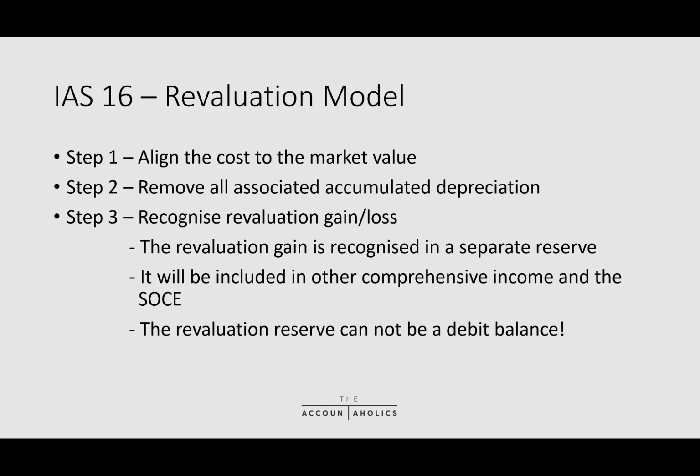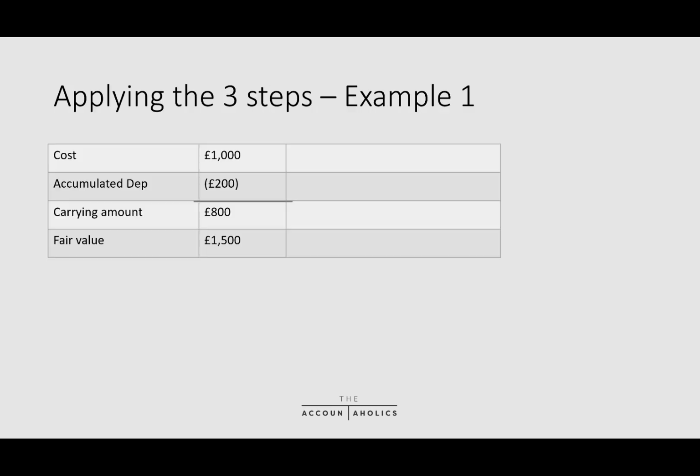So let's actually start to apply these 3 steps to contextualize it a little bit more with some numbers. So the first example here, let's imagine that we've got the cost of an asset that amounts to £1,000. Depreciation that's accumulated equates to 200, and we've got a carrying value therefore that amounts to 800. The fair value is 1,500, and if we choose to use the revaluation model on this asset, the very first thing we're going to be doing is bringing that cost up to its fair value. So here, if we were to increase the cost of 1,000 to the 1,500, you would need to debit cost 500.